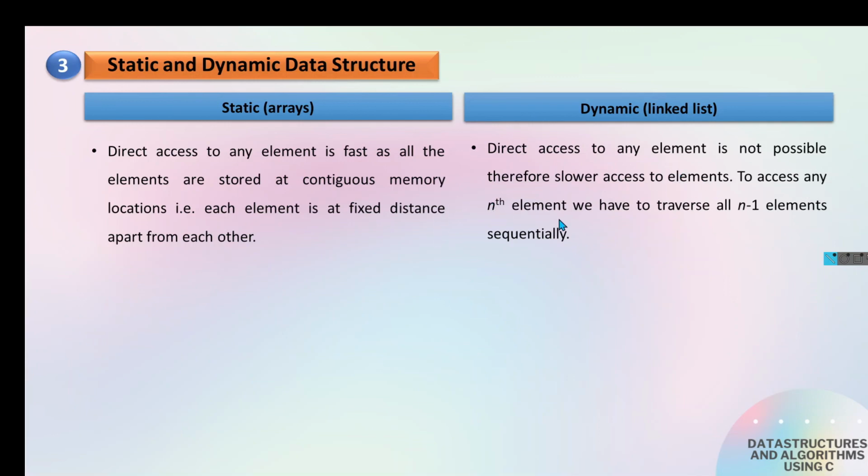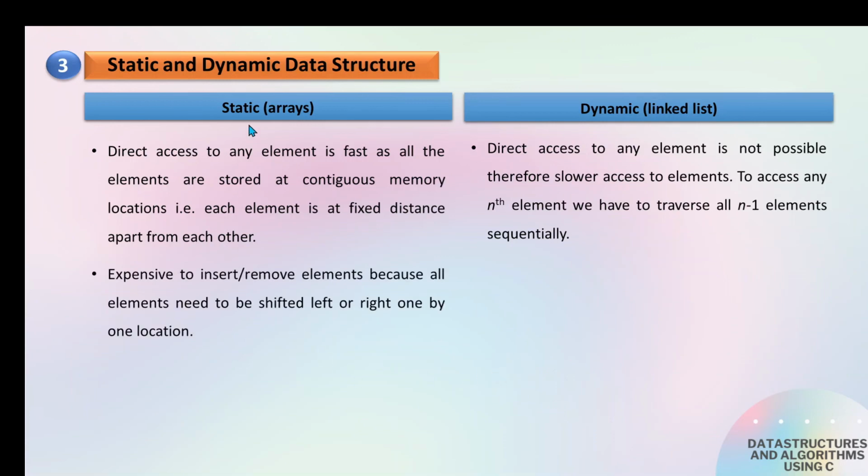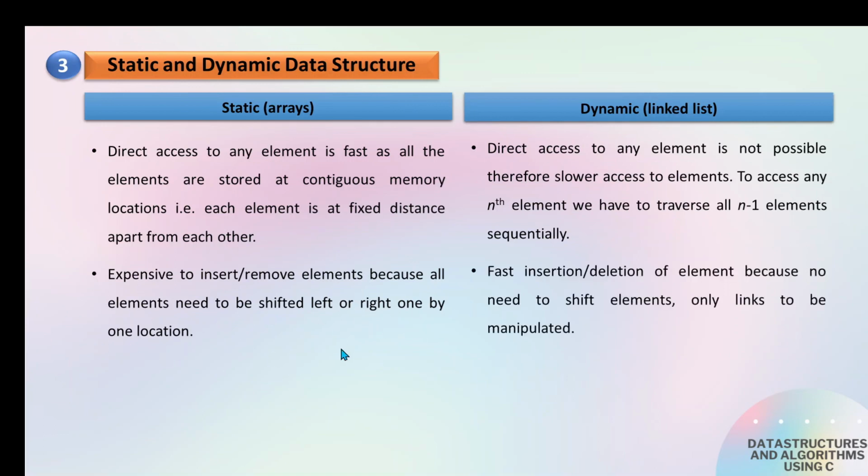To access any nth element, we have to traverse all n minus 1 elements sequentially. Getting? Here the advantage is direct access is fast. Here direct access is slower. Here the disadvantage is insertion and deletion. If you want to insert or delete, as they're contiguous, you have to create room. So you have to shift all the elements down by one location or bring them up by one location. See, it is expensive to insert or remove an element because elements need to be shifted left or right by one location.